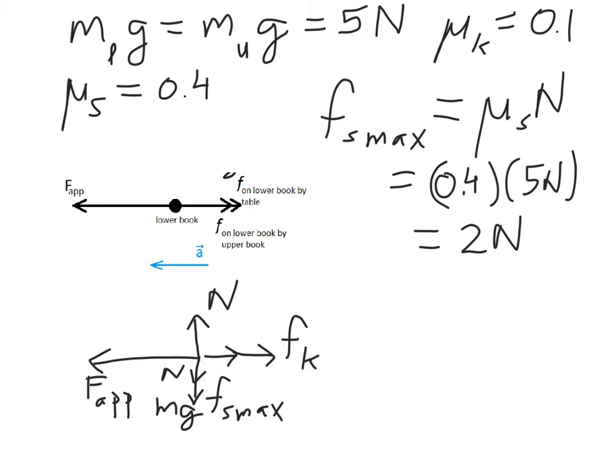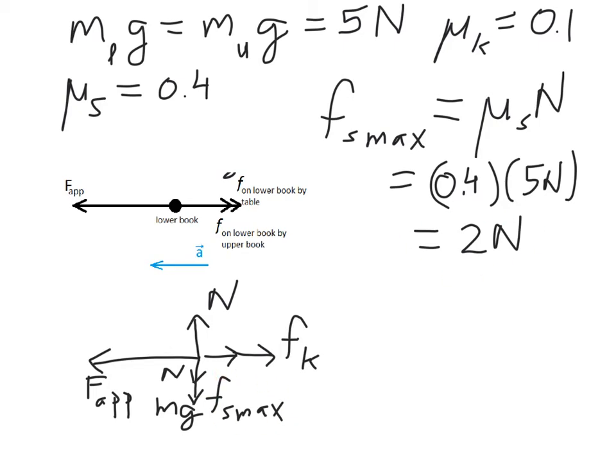Remember, whenever you have two surfaces in contact, you have normal forces. So since the lower book had two different surfaces, its upper surface and its lower surface in contact, there were two normal forces, and also in this case two frictional forces. All right, where can we go with this? Well, we know the value of Fs max, that's 2 newtons.